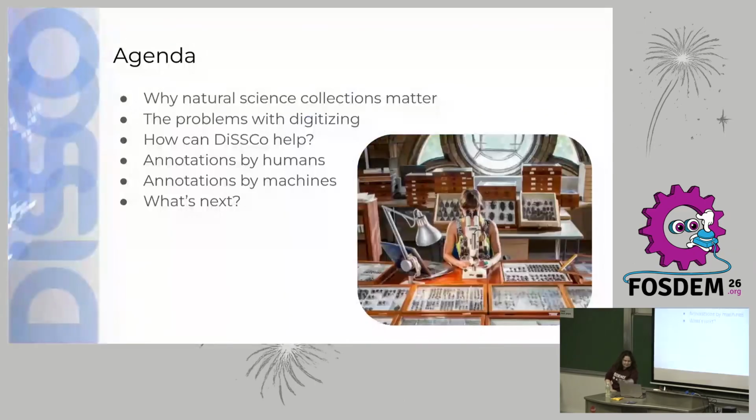So let's get started. Here is what I'm going to talk about today. First, I'm going to talk a little bit about what a natural history collection is, or natural science collection is, and why they are important, and the obstacles that we might face with digitizing them. Then I'm going to start talking about DiSSCo, my project, and the kinds of problems that we can address to help this process and make data more accessible. Then I'm going to talk about enriching the data, first by humans through annotations, and then by machines. Lastly, I'm just going to give a little bit of a what's next for DiSSCo.